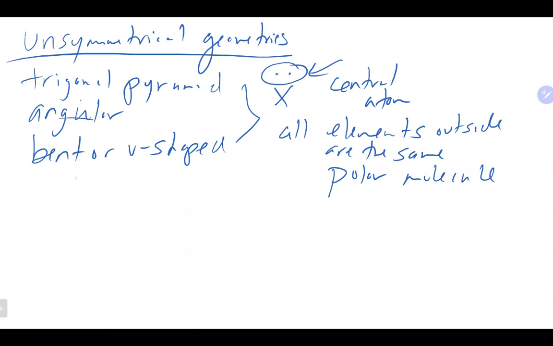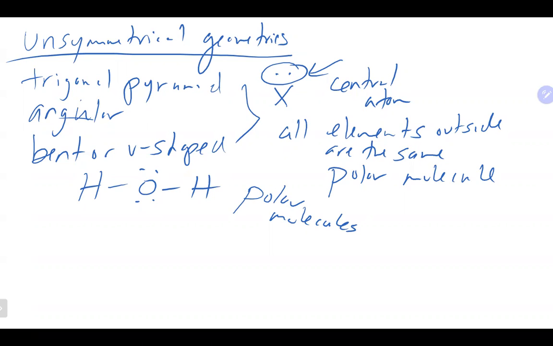So if we take our water, for example, I see dots on my central atom. I see everybody on the outside is the same. This is going to be polar. So basically, if you draw your Lewis structure, you see dots and everything on the outside is the same, it's a polar molecule. You'll be fine in most cases.